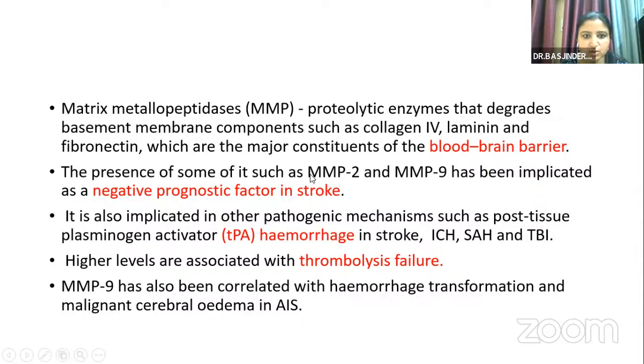The presence of its two components, MMP2 and MMP9, has been implicated as a negative prognostic factor in stroke. Its biggest advantage is that if there is hemorrhage caused by tissue plasminogen activator in stroke patients, its levels rise. So higher levels are associated with thrombolysis failure, when hemorrhage occurs after thrombolysis. MMP9 has also been correlated with hemorrhagic transformation and malignant cerebral edema in acute ischemic stroke.